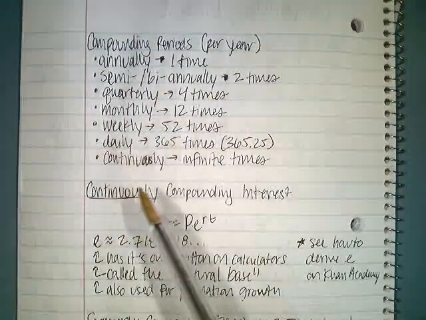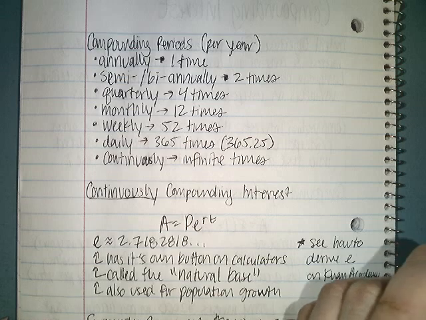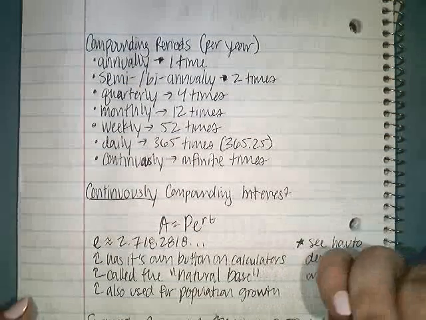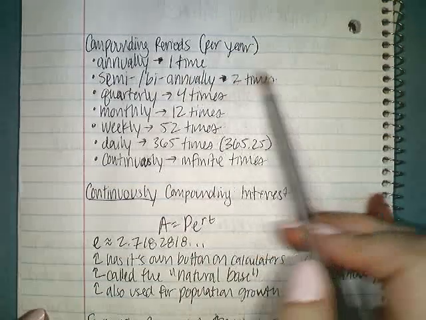So again, this could vary if you were not working in years, if you're working in another interval of time. But for most of the problems we're going to encounter, we'll be working with years. So I'm going to define these based on years. So annually is 1 time per year. Semi or biannually is 2 times.